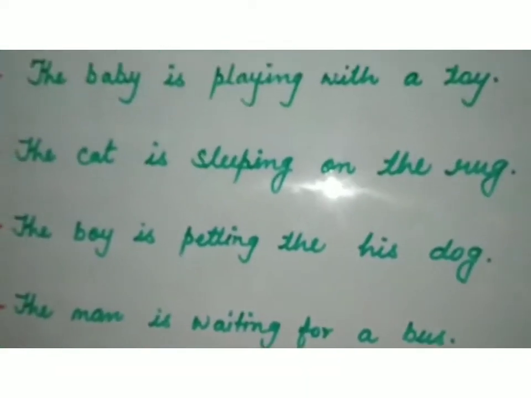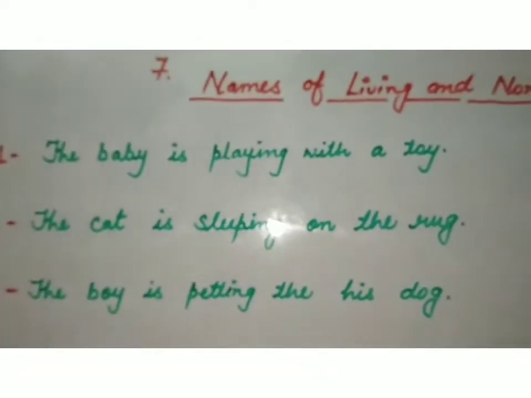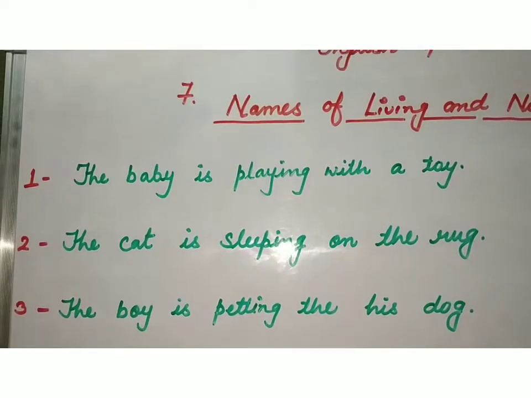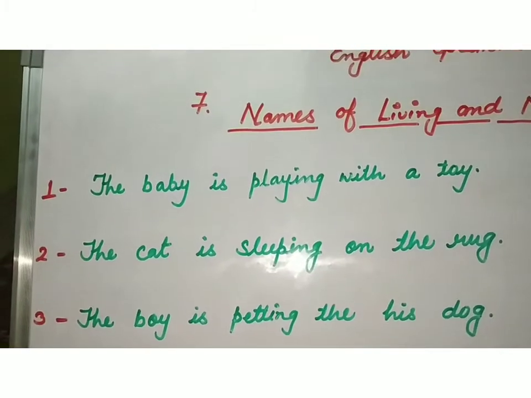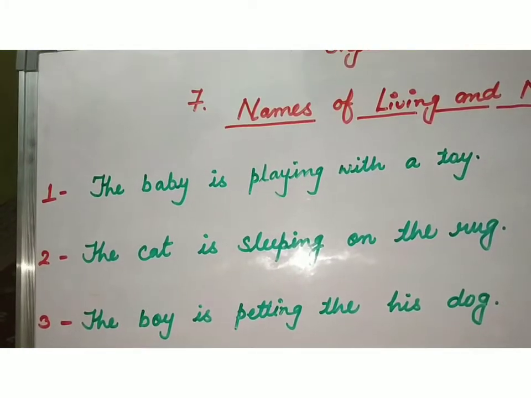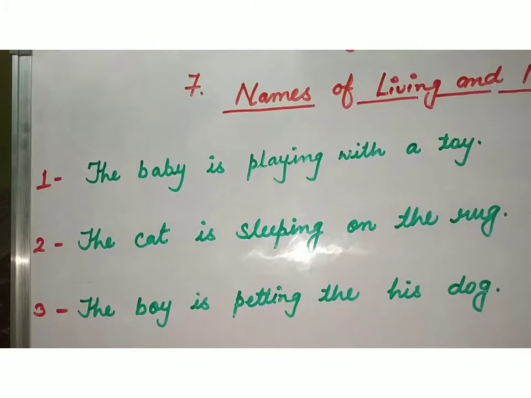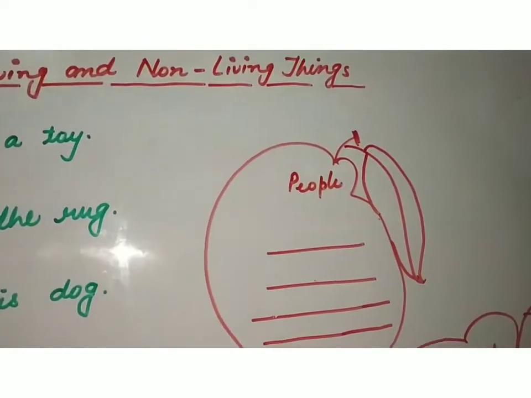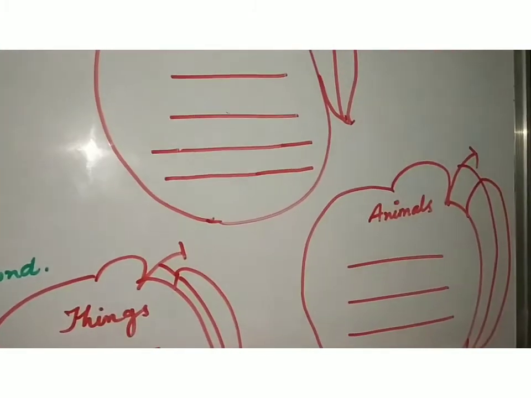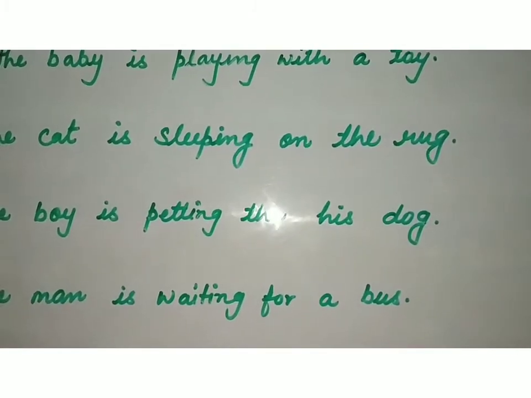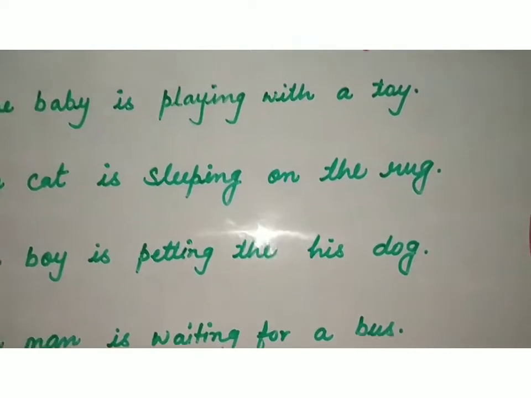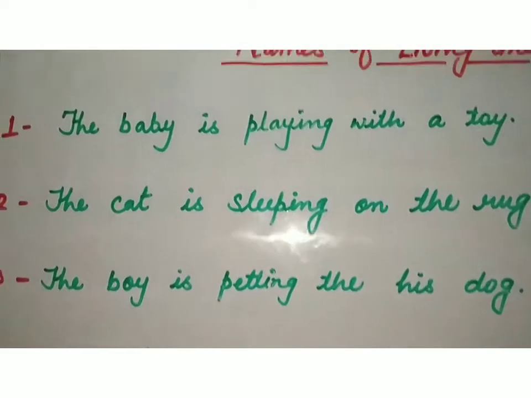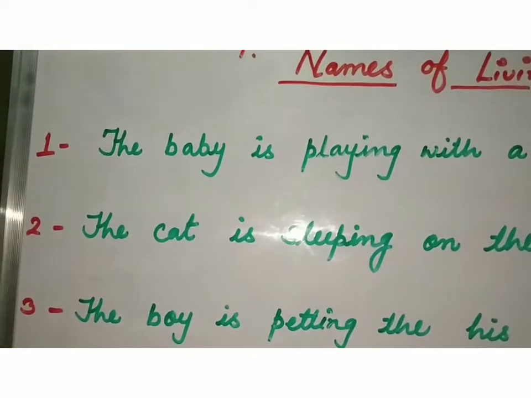So you can see here on the blackboard, same I have written here. First one is that the baby is playing with a toy. What we have to do? Just first we read the sentence and then after we will find out the names of living and non-living things. Okay? Here see people, things, animals. These 3 brackets are given in which we have to read the sentences and write the names of people, animals and things accordingly. So first we will read the first sentence.